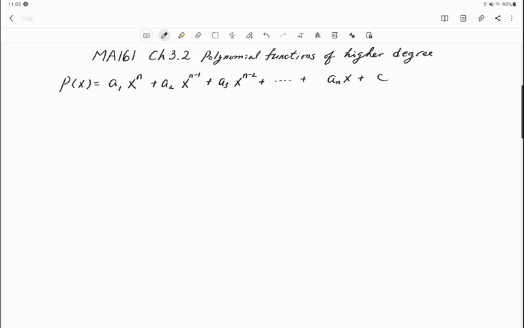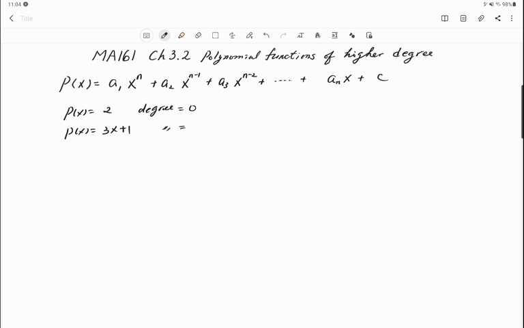Then, for example, a polynomial can be a constant. This means the degree is 0. And then p of x equals a linear expression, 3x plus 1. Then what's the degree?